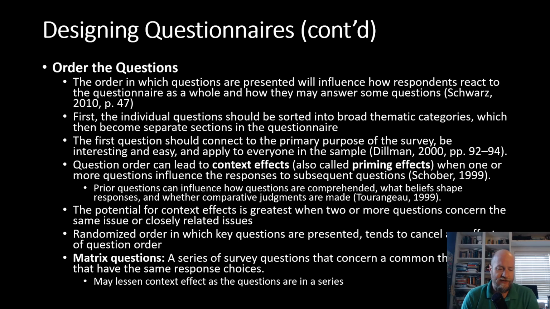So the potential for context effects is great, especially when you have two or more questions that concern the same issue or closely related issues. Now, I've already said previously that it is sometimes very useful to have multiple questions addressing the same issue so that you can get an index and you can reduce that error that gets introduced. However, you need to be careful of how those questions relate to one another, and how they may influence subsequent answers to similar questions. One way to do this is to just randomize the order of the questions, right?